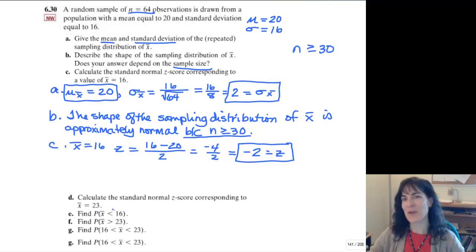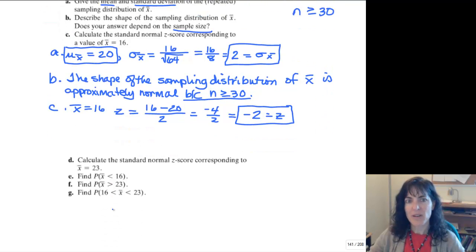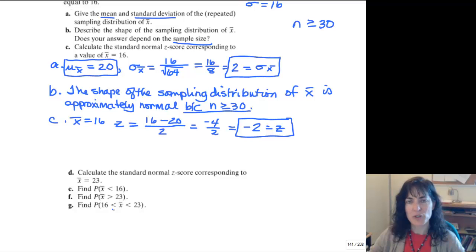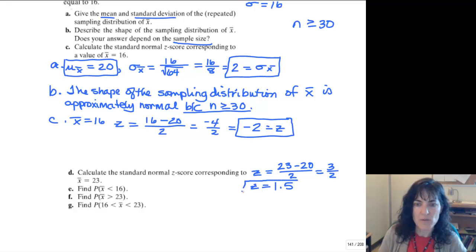Okay, so that's kind of important to remember to do that. Use your sampling distribution data for your x bar. Then calculate the standard normal z-score corresponding to x bar equals 23. So the z for this one would be 23 minus 20 over 2, so it'll be 3 over 2, so my z equals 1.5, and it's positive.